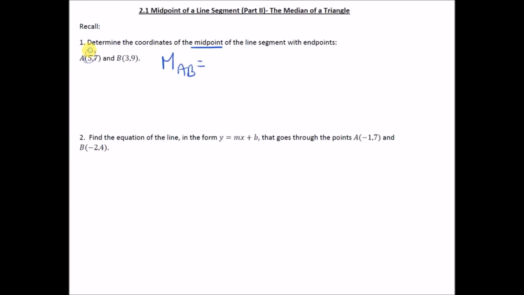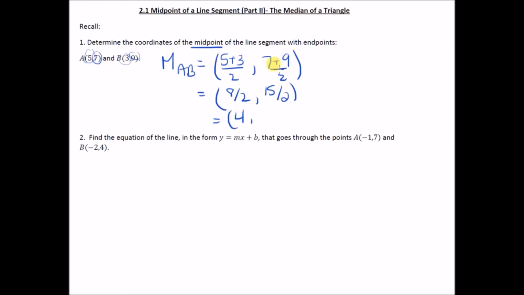Okay, so for midpoint, again, we average out the x's, so 5 plus 3 divided by 2. Average out the y's, 7 plus 9 divided by 2. And this is in coordinate, like ordered pair form, where we have an x, a comma, and a y. Okay, so we get 8 over 2, comma, 15 over 2, and we've actually seen something similar to this. Sorry, this is 16 over 2. Did the exact same mistake last time. 4, comma, 8. That's going to be our midpoint.